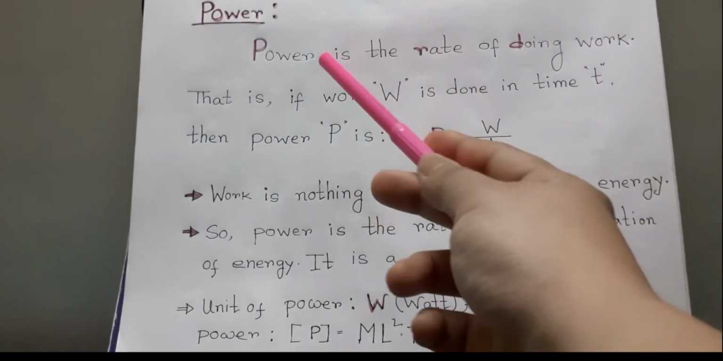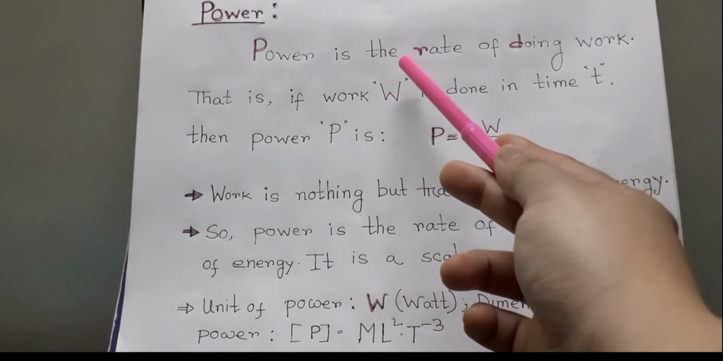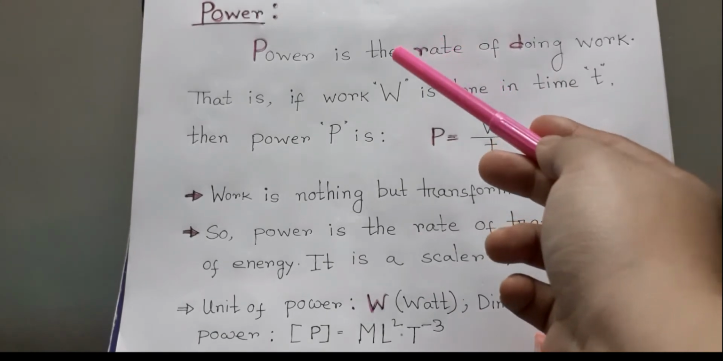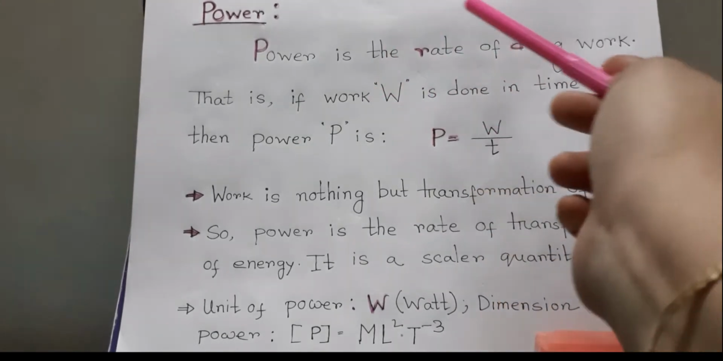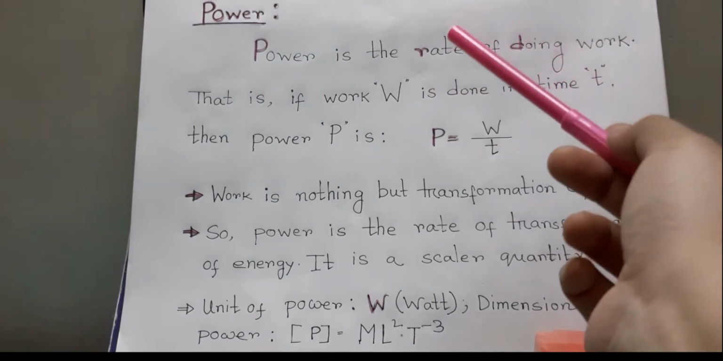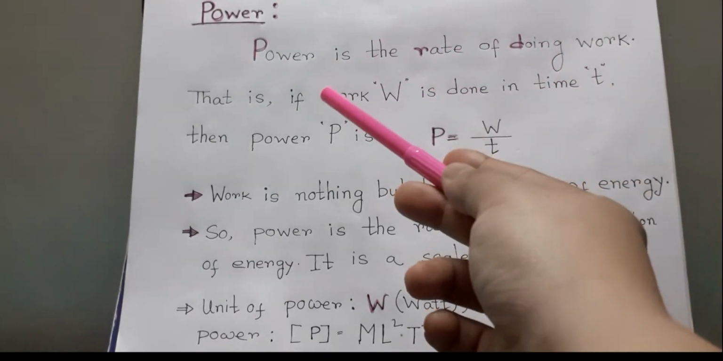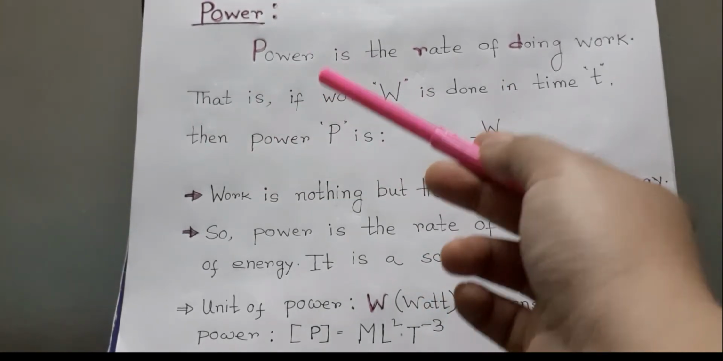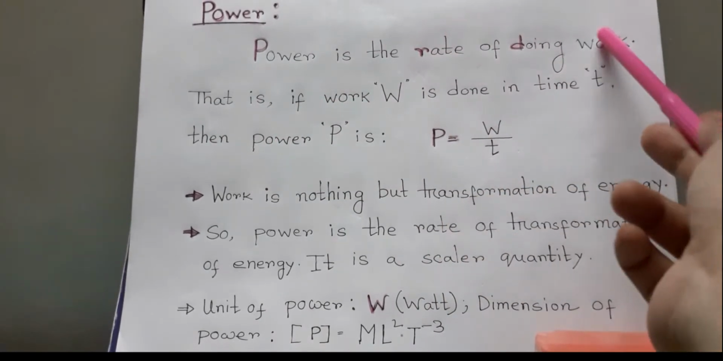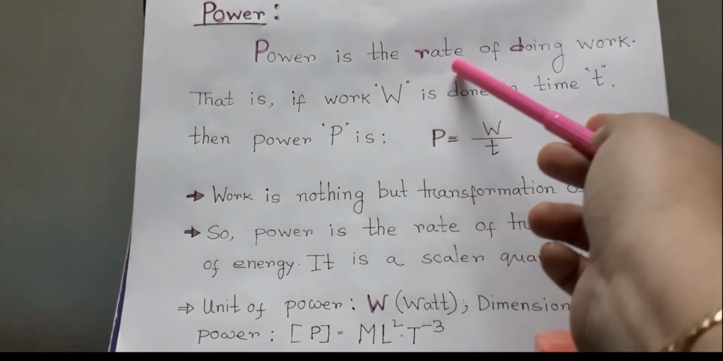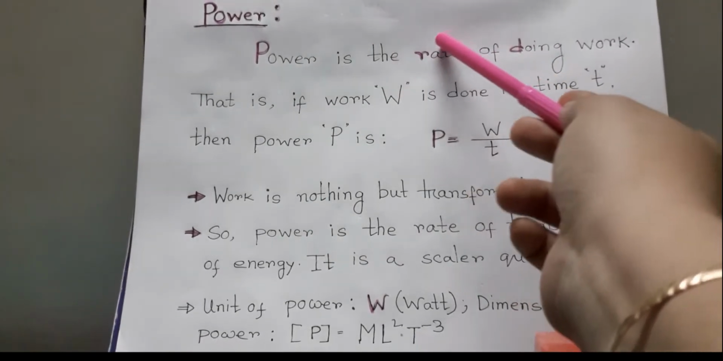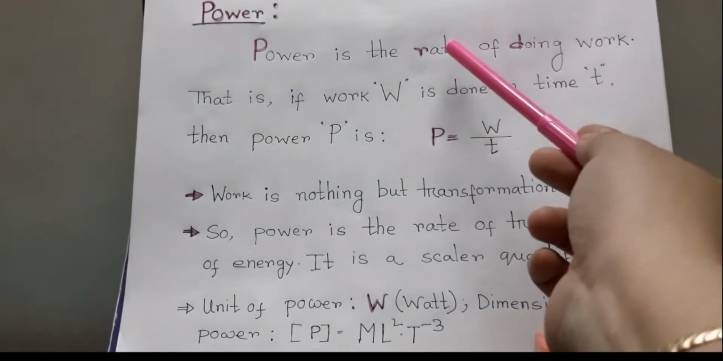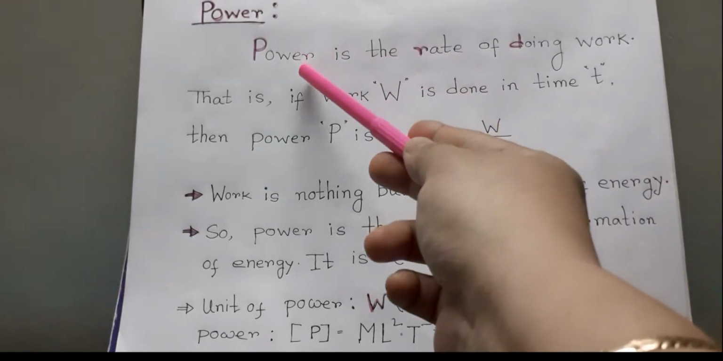In other words, power is the amount of work done per unit time. Or we can say the amount of work done per second is known as power. I am repeating, power is the rate of doing work. Rate is related to time, per unit time. So we can say that the amount of work done per unit time is known as power.